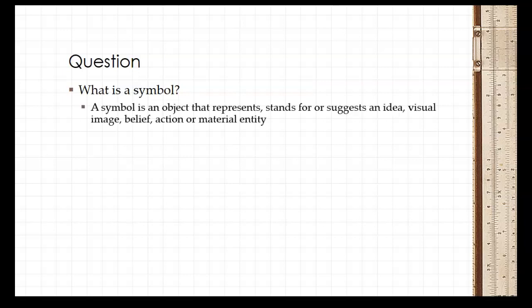Symbols are meant to represent something, like the American flag. What does it represent? It represents our country. But it is a symbol, it is not our country. So it's an object that represents, stands for, or suggests an idea, visual image, belief, action, or material entity. Another example is the cross, right? That's a religious symbol.